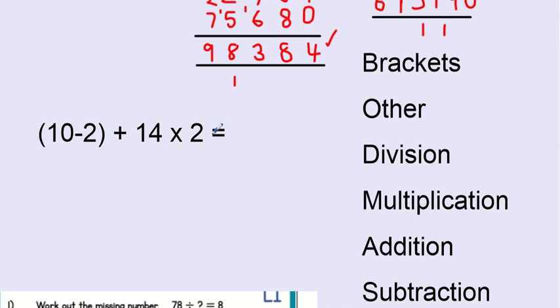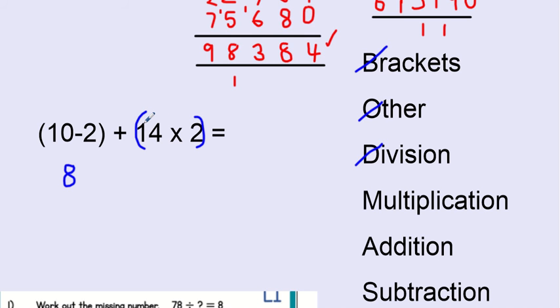So let's start then. Have we got any brackets in our number sentence? Yes, we have. We've got 10 subtract 2, which is 8. So I'm going to jot that down so I don't forget. Okay, that leads me to other then. Do I have any squared or cube numbers? No, I don't. Do I have any division to do? No, I don't. Do I have any multiplication to do? Yes, I've got 14 times 2. So what is 14 times 2?